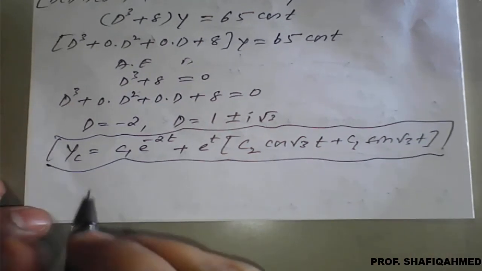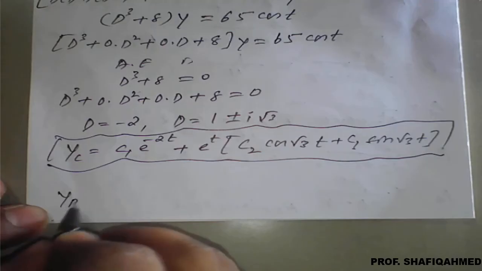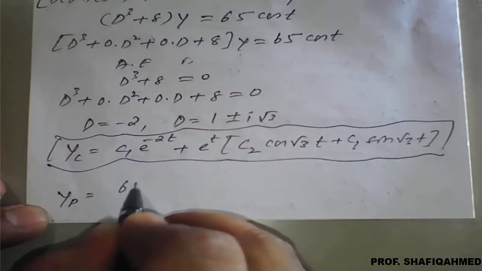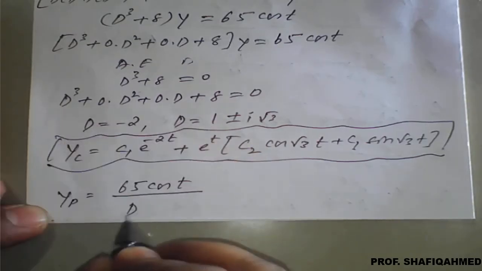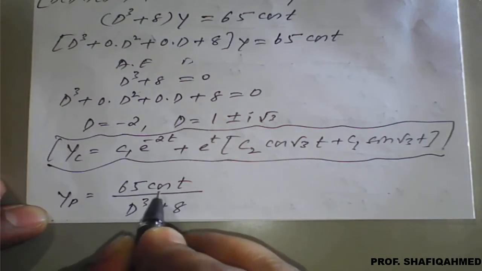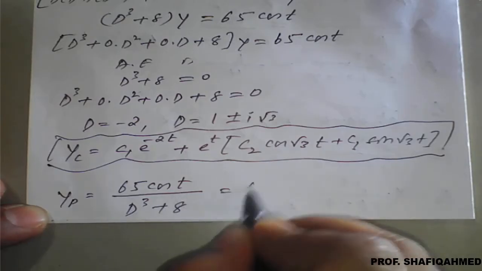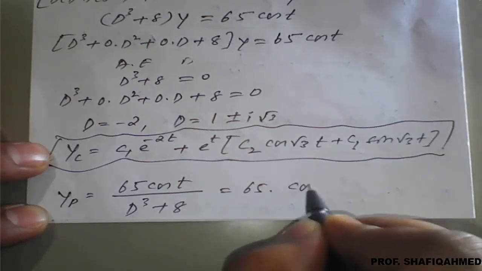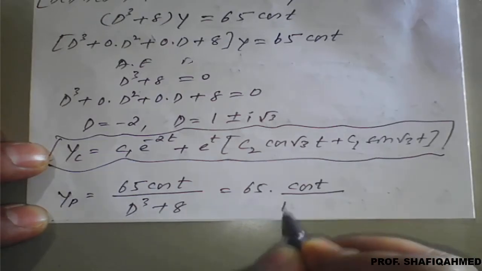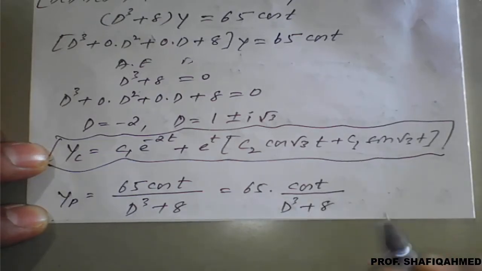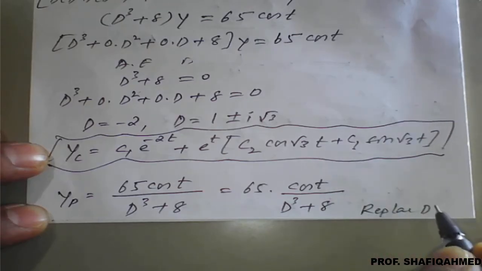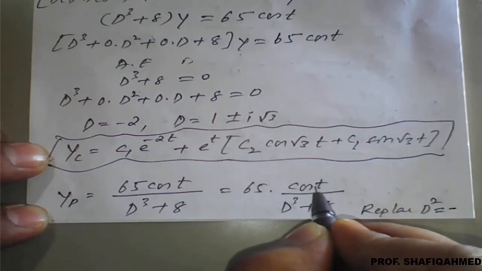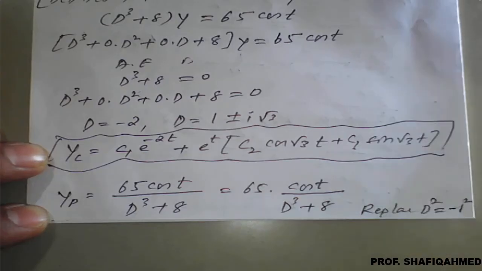Now we need to work out yp. So yp is equal to the right hand side, that is 65 times cos of t, divided by the auxiliary expression, that is D cube plus 8. So I'll write 65 into cos of t divided by D cube plus 8. So here we need to replace what? Replace D square is equal to minus times the coefficient of t, which is what here? 1 square.